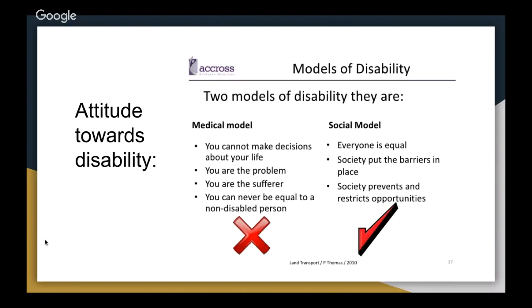And then this image is attitude towards disability. It just gives you an idea of the medical model versus, in this picture, the social model. Under the medical model, you cannot make decisions about your life, and under the social model, everyone is equal. Medical model, you are the problem, you are the sufferer. And then social model is society puts barriers in place, meaning they modify the environment to get you to your full potential. Medical model, you can never be equal to a disabled or non-disabled person. And then the social model believes that society prevents and restricts these opportunities.